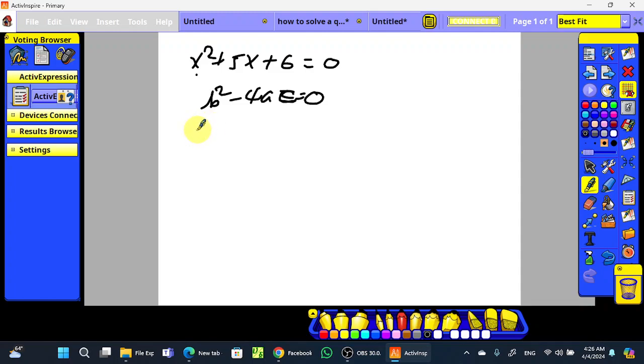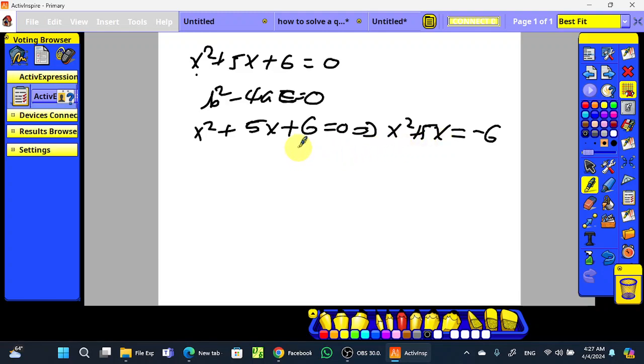So go ahead and start moving. x squared plus 5x plus 6 is equal to 0, which becomes x squared plus 5x is equal to minus 6. You moved it to the right, so positive 6 becomes negative 6.